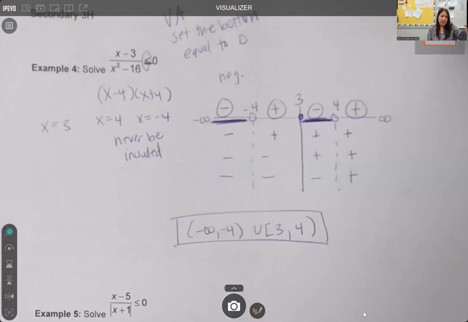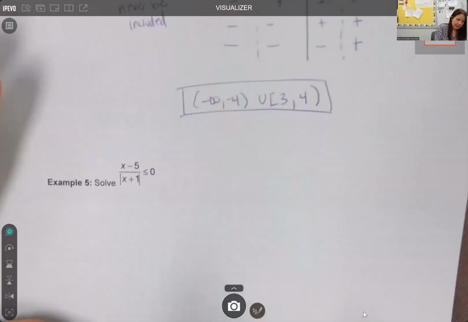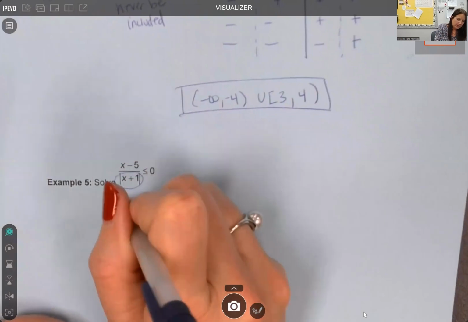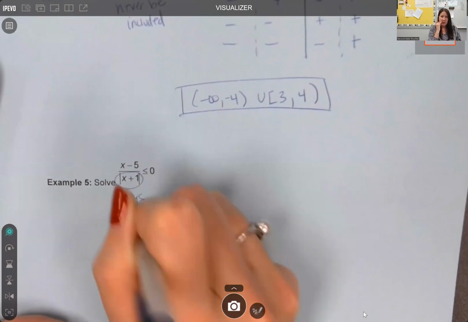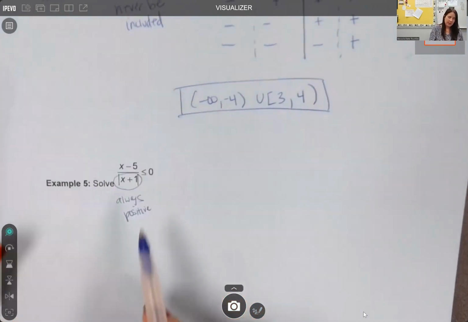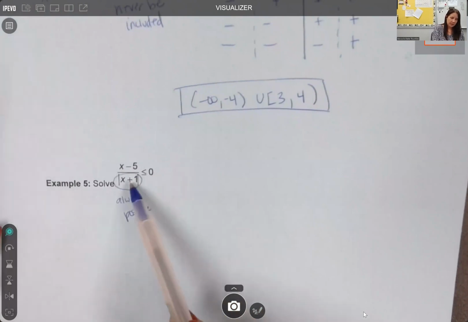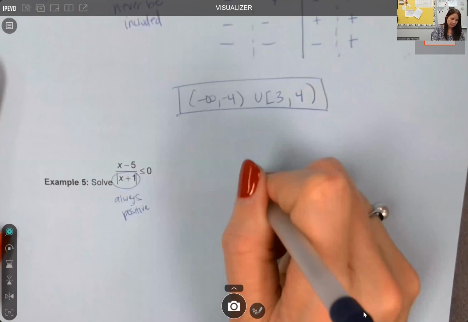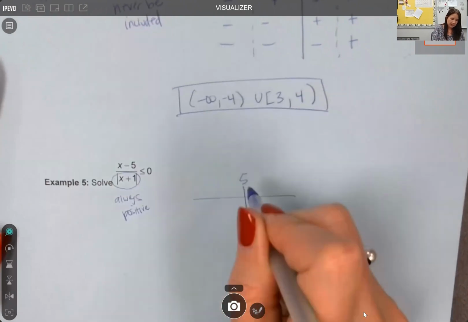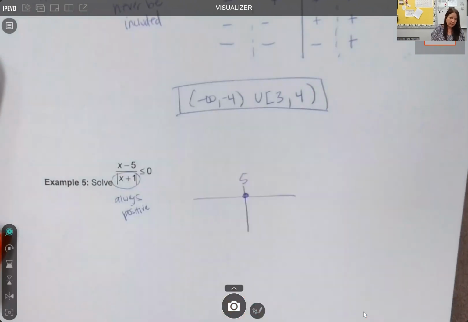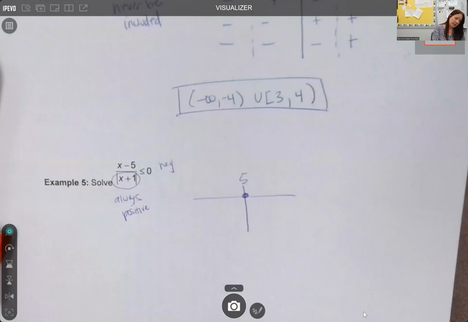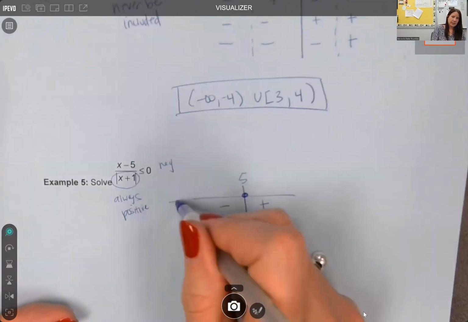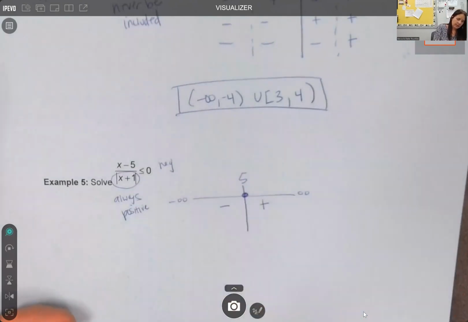Now the last one looks kind of complicated, but I know the absolute value is always positive. So I don't have to take into consideration the absolute value. It's always positive. So the only thing I have to look at is the 5. And it is a bracket. It's equal to. And I want to know the negatives. So negative on this side, positive on this side. Negative infinity to positive infinity. And I've got negative infinity to 5.